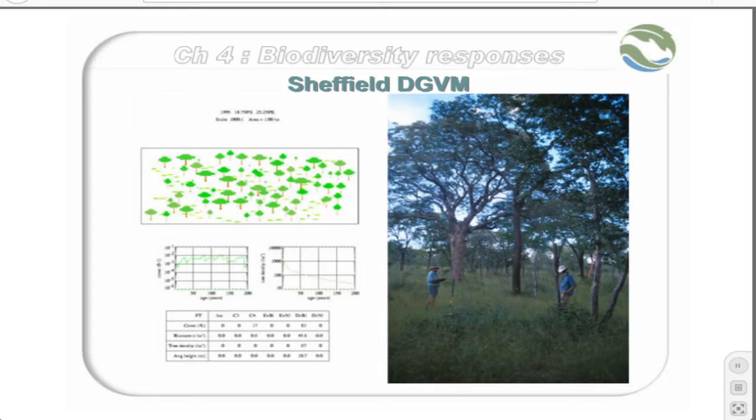One of these models, the Sheffield Dynamic Global Vegetation Model, developed by Professor Ian Woodward at Sheffield, has been fairly extensively tested on South African vegetation. And this slide gives an example of what the model predicts vegetation should look like compared with the actual vegetation as photographed on the particular site that is being modeled.